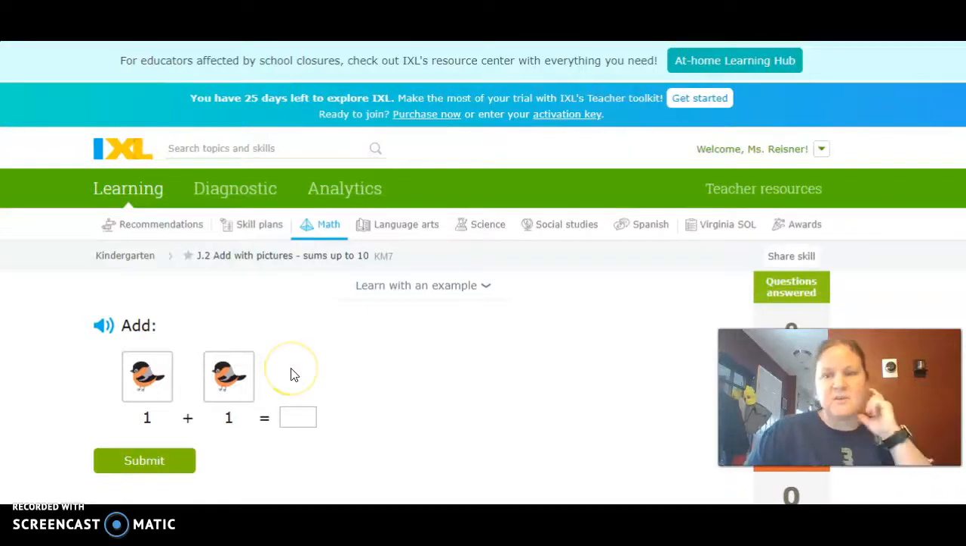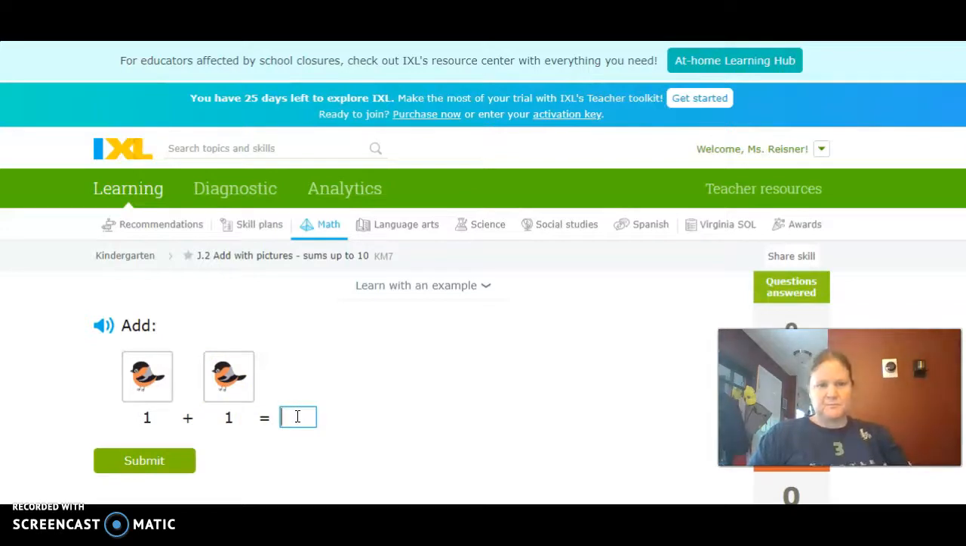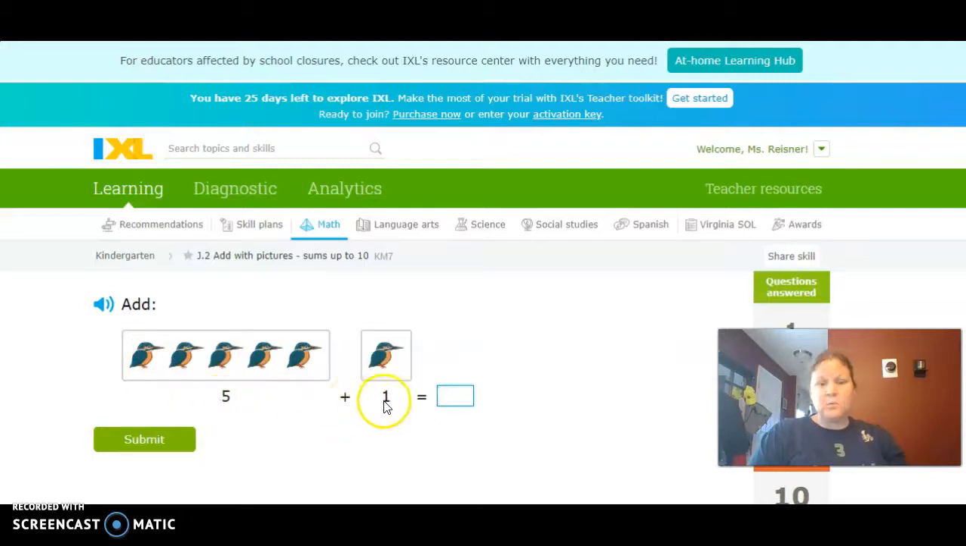All right, you guys are going to help me answer some questions. Let's look at this. So we had 1 bird plus 1 bird equals how many birds? 2 birds. Good, because remember, this is our plus sign. This is our equal sign. So you're going to help me fill these in. All right, so how many birds are over here? 5 plus 1 more equals how many? Good. I hope you said 6.